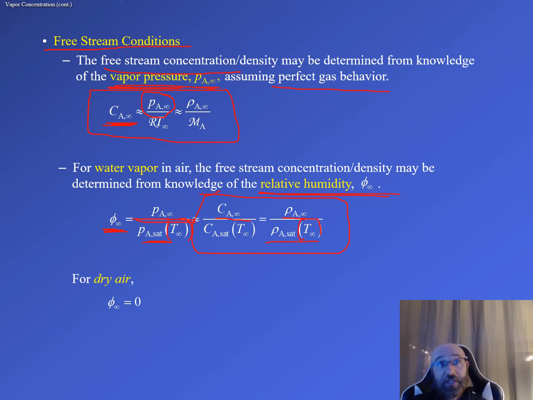So this is the case that we can utilize this relationship if we're looking at water vapor in air and we're trying to find our free stream concentration. And this is going to be based off of the knowledge of our relative humidity. Now, if we have dry air, one thing that we know is this is going to be equal to 0, so we can plug back in up here, and this all equals 0 in that above relationship.